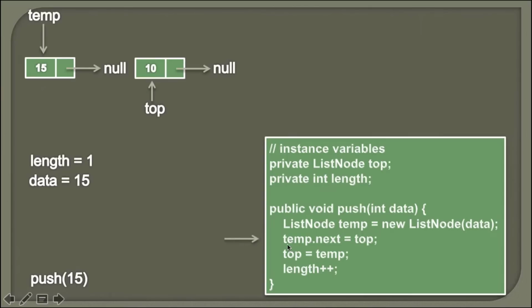So friends, the next step is we'll assign the value of top to temp.next. So currently temp.next is pointing to null. So in order to insert this node into the stack, we are assigning the value of top to temp.next. So we are doing something like this. We are removing this link and we are pointing into top. So in this step we are assigning the value of top to temp.next. So now temp.next is pointing to top. Moving ahead.